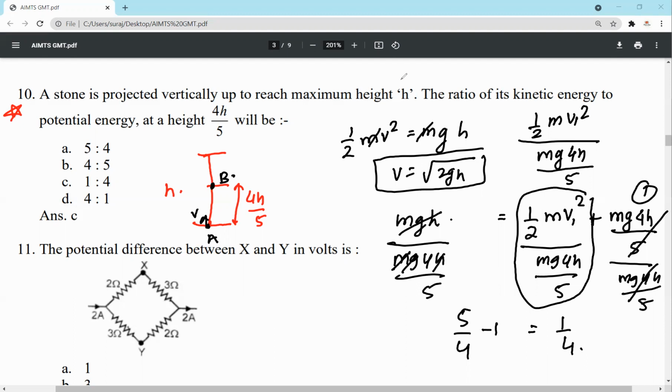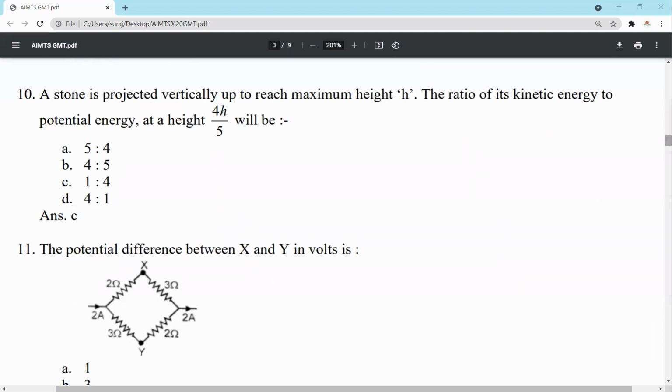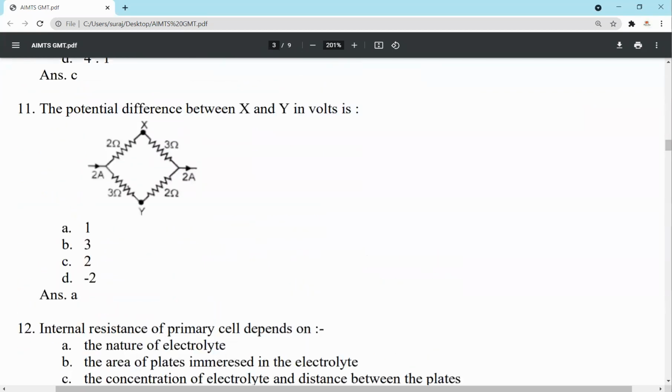Now coming to question number 11. The potential difference between x and y in volts is? They want the potential difference between x and y. Potential difference won't be 0 because it is not a Wheatstone bridge. 2 by 3 is not equal to 3 by 2, so potential difference will be there. How do you find the potential difference? You can use Kirchhoff's law.